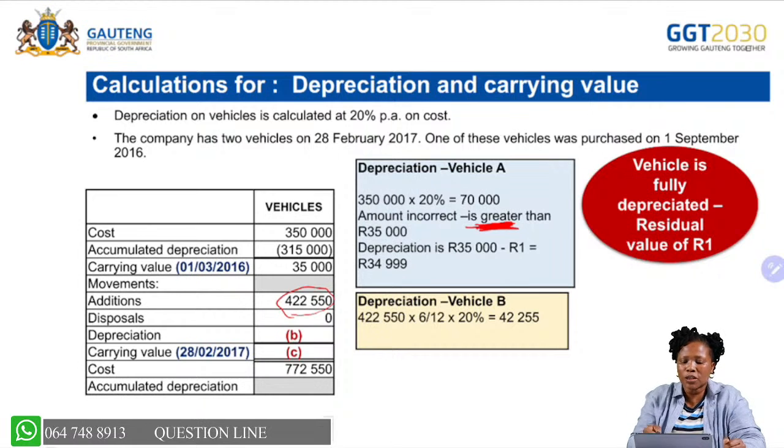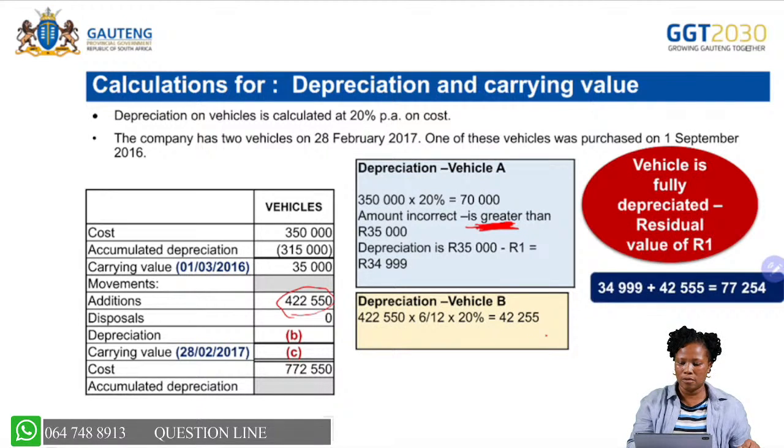That is going to give you 42,255. So your total depreciation for vehicles will be A plus B. So that's going to give you a total. And there is your total for depreciation. It's 77,254 rands.